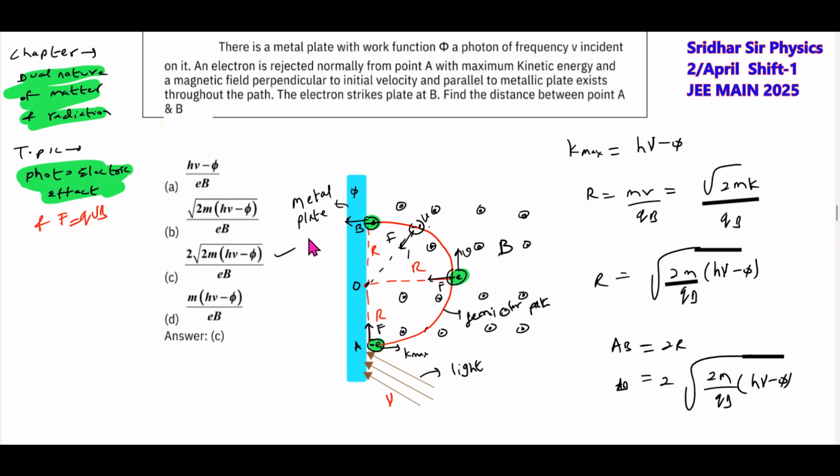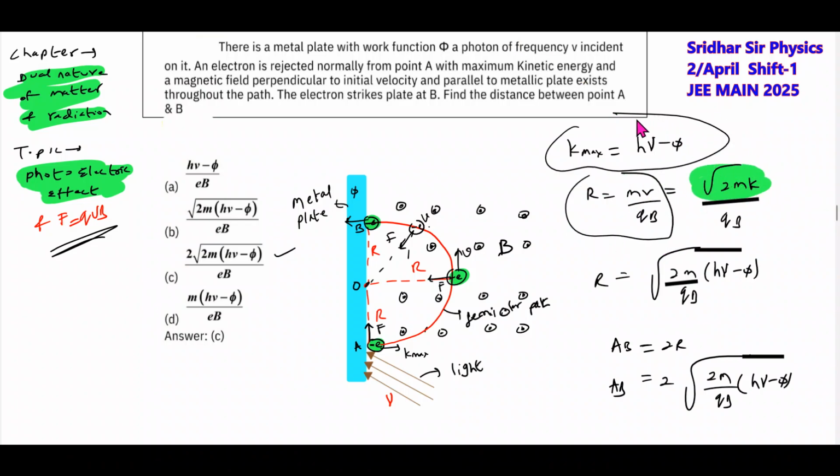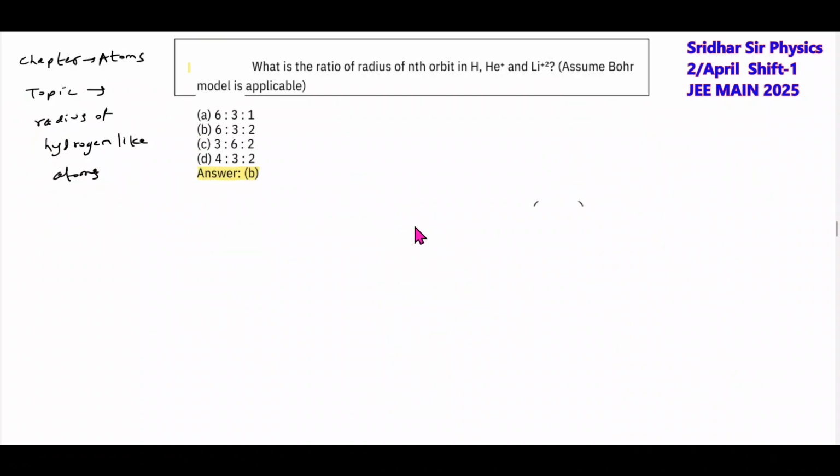This will be your answer. Photoelectric effect mixed with charge moving in a magnetic field. There's a basic formula, you know, and there's a momentum in terms of kinetic energy. These ideas are what you should have. Now we'll take the next question.